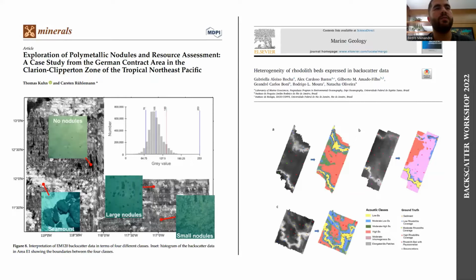So here is just to show two examples of mapping polymetallic nodules and rhodolith beds using backscatter data sets. And both find that the variation of the backscatter values is not in accordance with the size, the concentration, or the density of the nodules and rhodoliths.